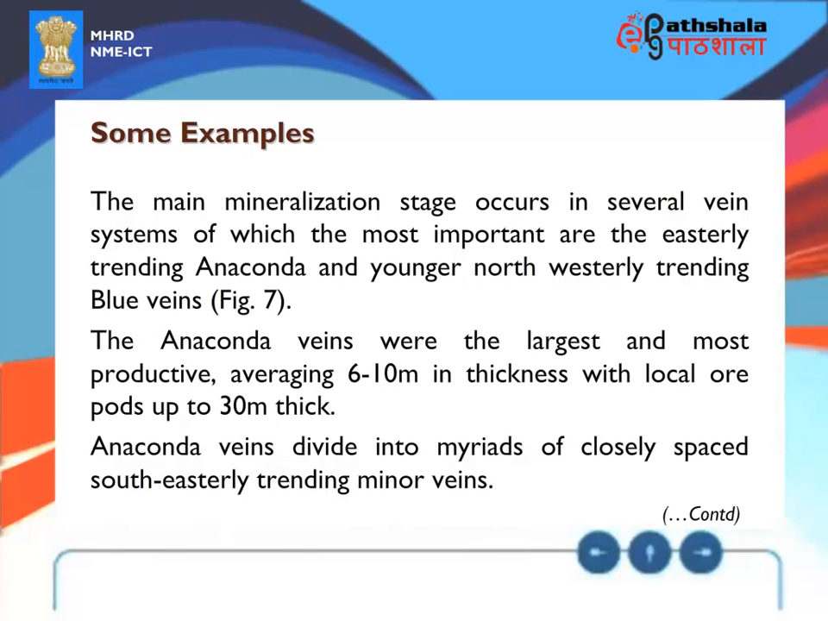The main mineralization stage occurs in several vein systems, of which the most important are the easterly trending Anaconda and younger northwesterly trending blue veins, figure 7. The Anaconda veins were the largest and most productive, averaging 6 to 10 meters in thickness, with local ore pods up to 30 meters thick. Anaconda veins divide into myriads of closely spaced southeasterly trending minor veins.